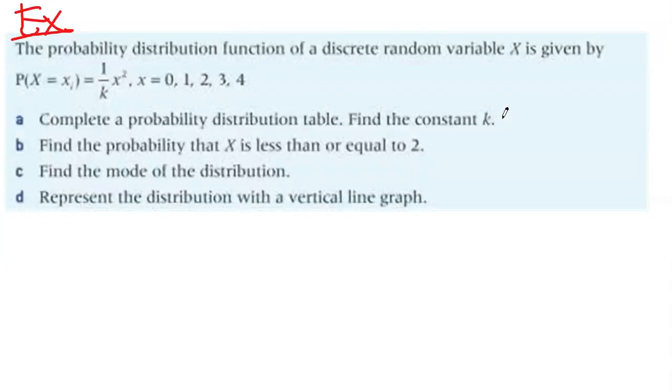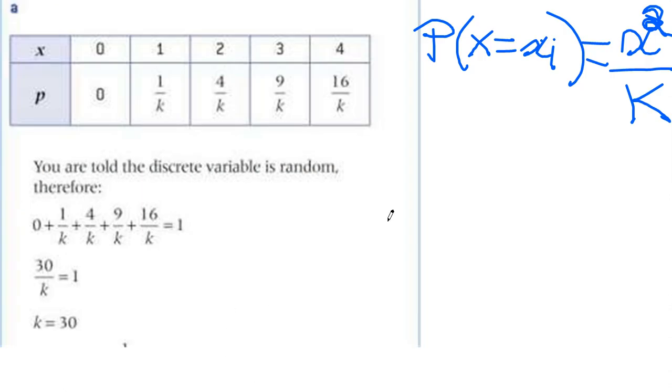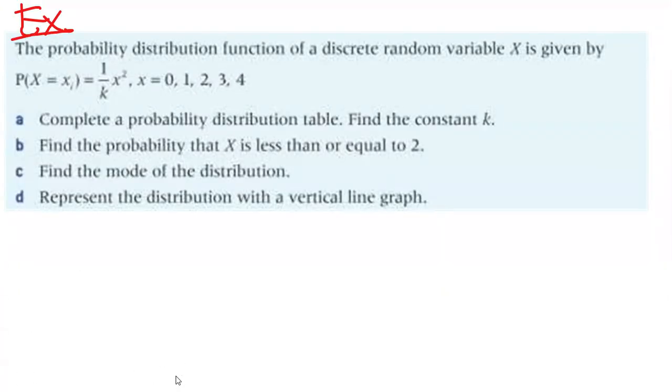First of all, I need to make a table. It means I need to put for x equal to 0, 1, 2, 3, and 4. So this is the probability distribution. I wrote it here. So for x equal to 0, what's going to be the answer? 0 over k, it's 0. For x equal 1, 1 squared over k, it's 1 over k. X equal to 2, it's 4 over k, 9 over k, 16 over k. We know that the sum of all those probabilities should be equal to 1. So I will add them equal to 1, and then I will solve for k, and I will get k is equal to 30. Let's move to the second question.